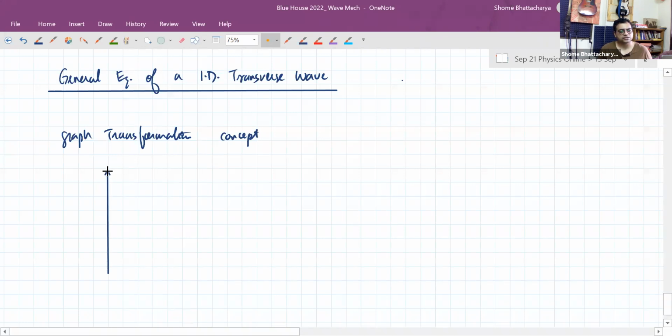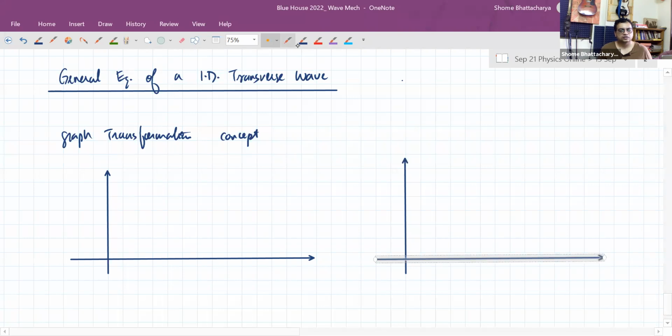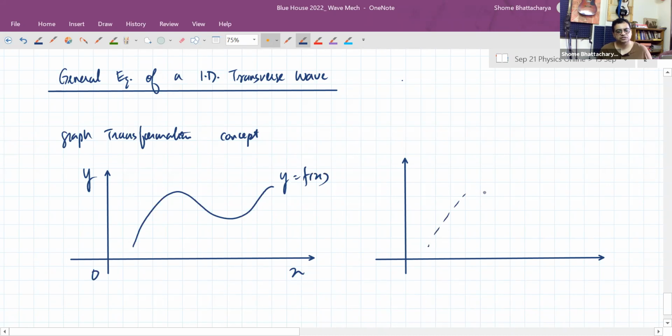That is, if you have a graph of y as a function of x, which looks like a particular shape, and now we want to shift that shape. How do we mathematically deal with it? The original function graph is y is equal to f(x). But now I want to shift this to this, without changing the shape. I want to just shift this graph by, let's say, d units along the positive x-axis. So what I have to do is replace x with x minus d.